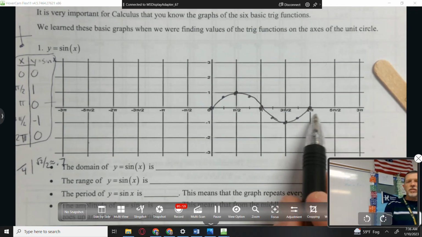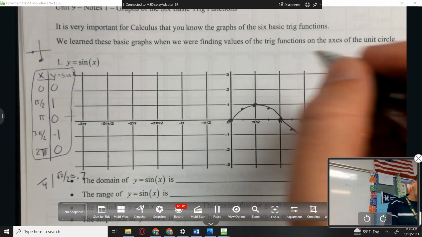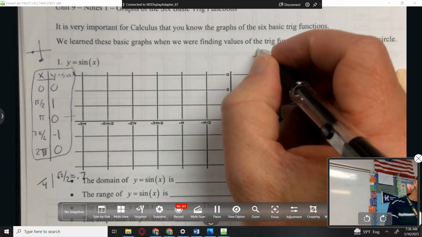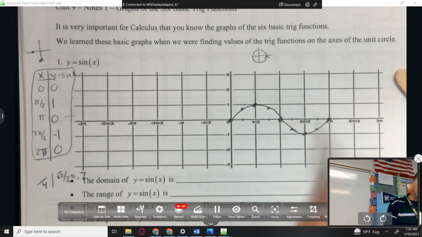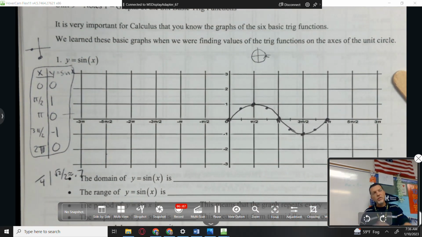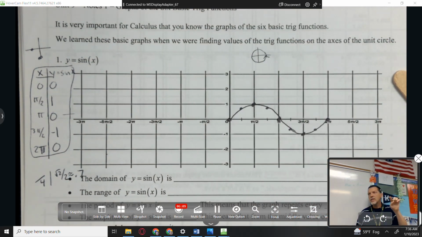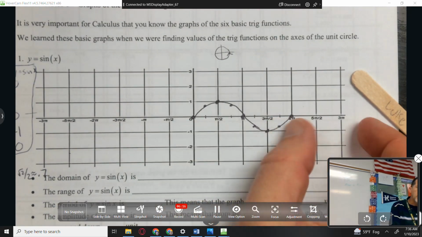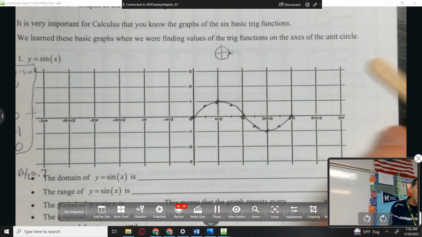What do you think happens after 2 pi? Think about what happens on the unit circle. After you get to 2 pi on the unit circle, if you've rotated all the way around, it's just going to repeat itself. So we're going to take this same picture and repeat it in the next window.